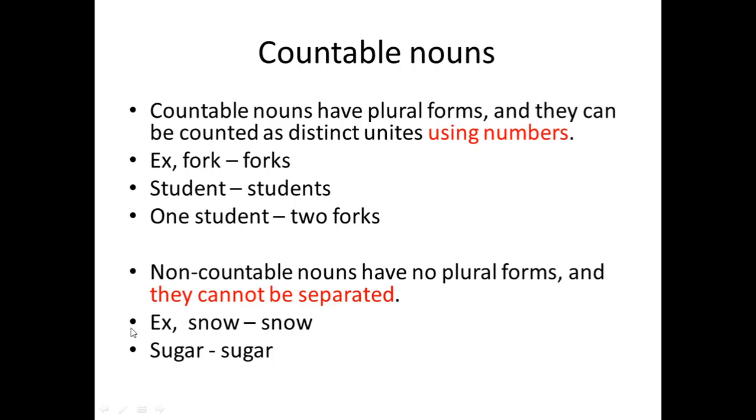In coffee, you can't count it, right? So sugar for the plural form is still sugar, right? We can't say 1 sugar, 2 sugar, 3 sugar, 5 sugar. We can't say that, right? It's crazy. So therefore, we can't pluralize these two words. So therefore, they are non-countable. We can't count snow. And also we can't count sugar. We simply say sugar and we simply say snow.